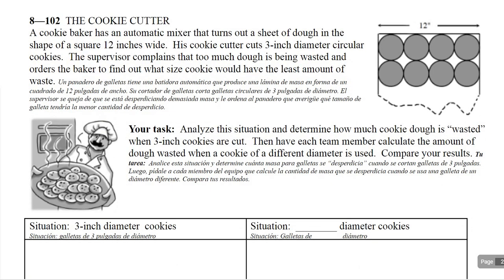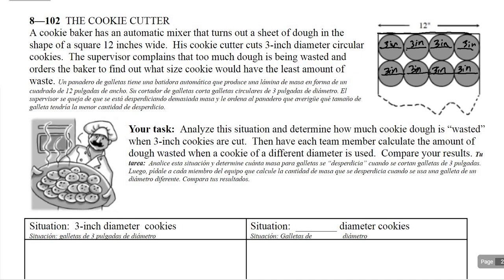8-102, the cookie cutter. A cookie baker has an automatic mixer that turns out a sheet of dough in the shape of a square, 12 inches wide. His cookie cutter cuts 3-inch diameter circular cookies. So each of the circles are 3 inches in diameter, etc.